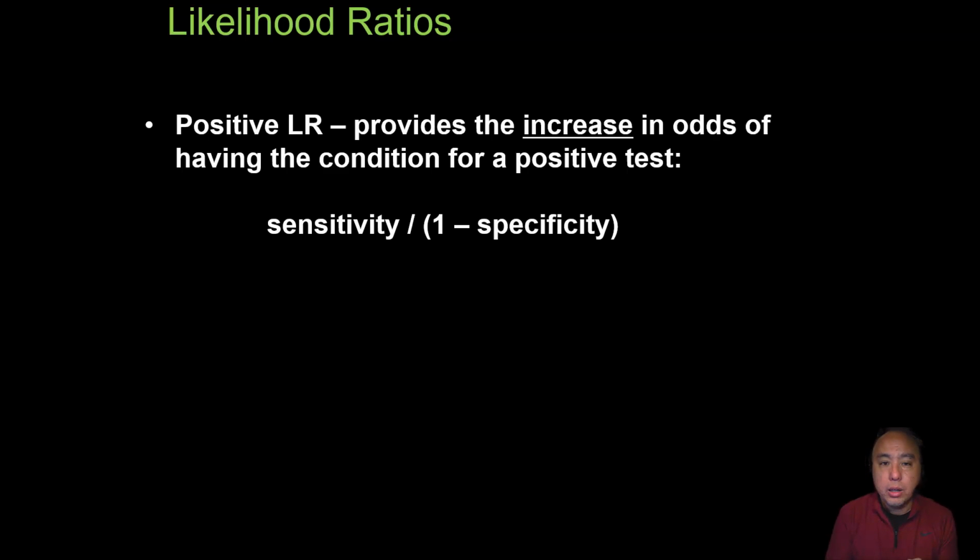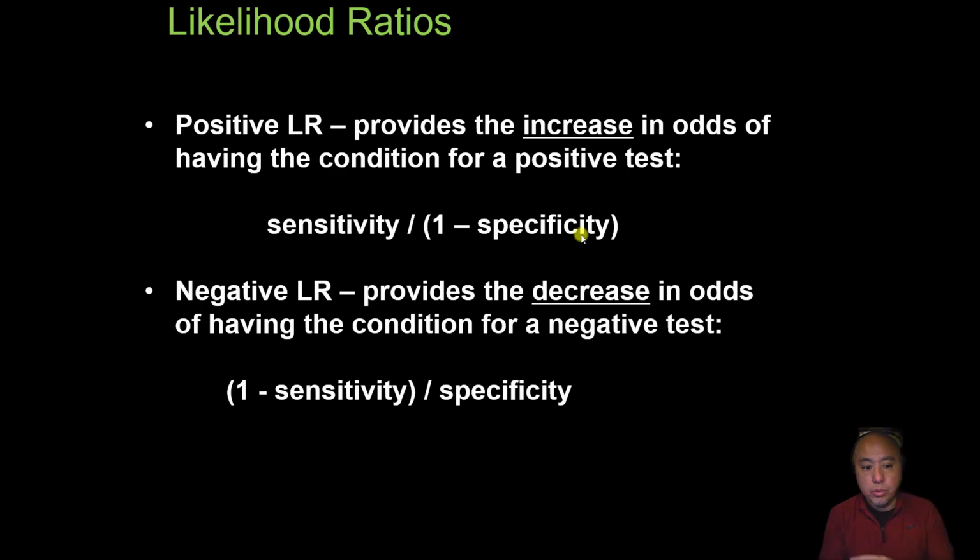And there are two types: positive and negative likelihood ratio. A positive likelihood ratio provides the increase in odds and probability of a person having the condition given a positive test result, and is calculated as the true positive rate, sensitivity, divided by the false positive rate, which is 1 minus specificity. So if you were to get a positive Lachman's test, the probability of the person actually having an ACL injury goes up given that test. Okay, and I'll show you an example in a sec on how we use the positive likelihood ratio.